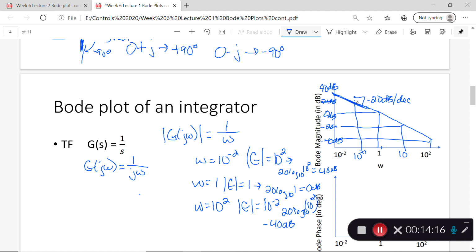And it's really just this graph I was trying to draw lines to where these points hit. That obeys my rule that says negative 20 times n minus m. How many poles do I have here? That's the n, that's 1. I have no zeros, so I should have a slope of negative 20. What about my phase angle? What's a phase angle of 1 over j omega?